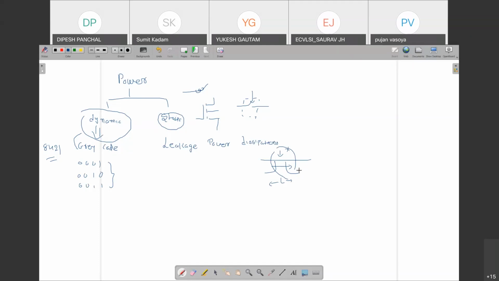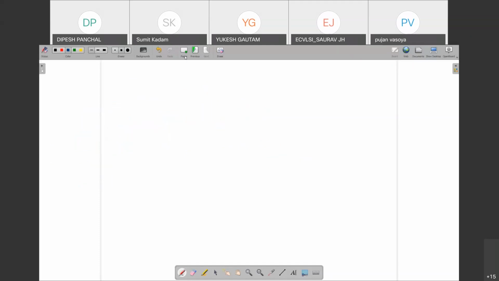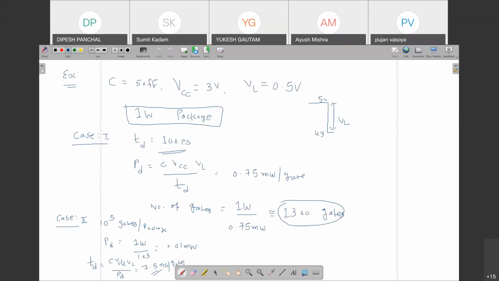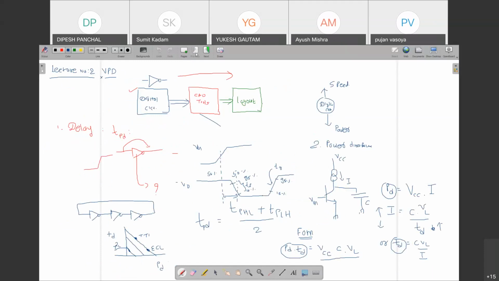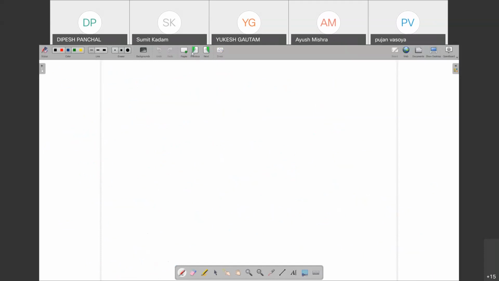Okay. Is it clear up to this, what we discussed? Yes, sir. So we started with the performance parameters, which is first the delay. Then we found out the power, and then the power delay trade-off. Now we are going for the very important performance parameter, which is called noise.